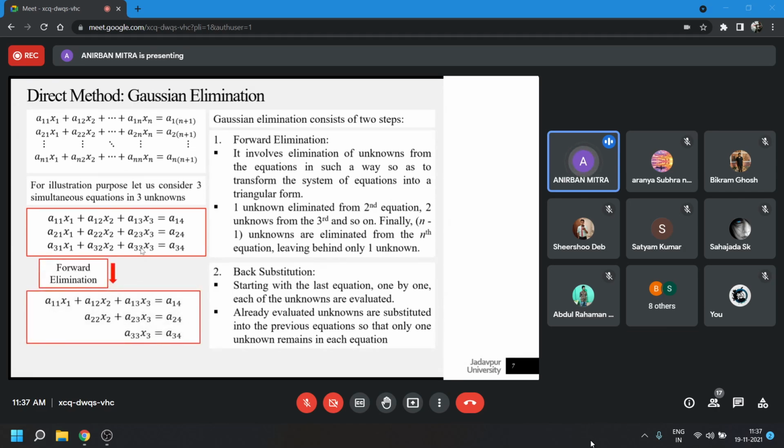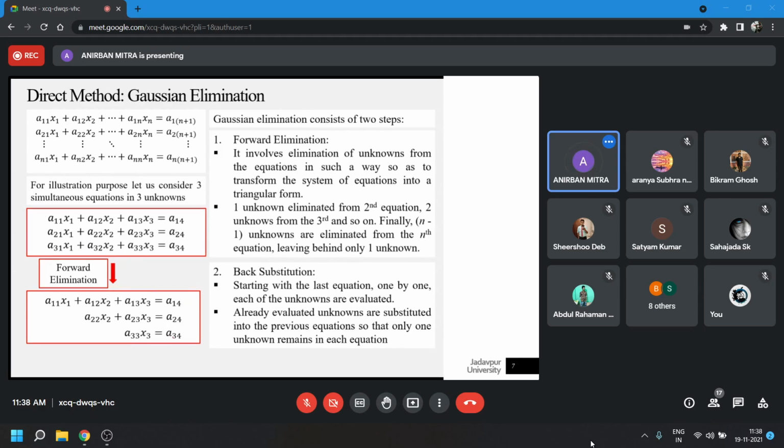So at the end of the forward elimination procedure, this is the triangular form that we would obtain. You can see one unknown has been eliminated from the second equation. There is no x1 related term over here. Whereas in the third equation, both x1 and x2 have been eliminated. So this last equation contains only one unknown. And quite simply, you can get x3 by doing the calculation a34 by a33.